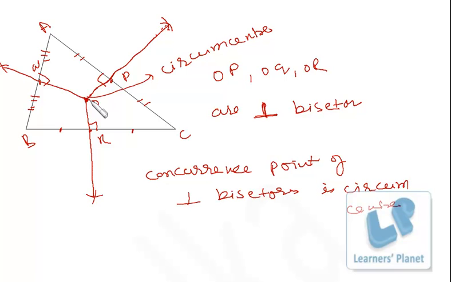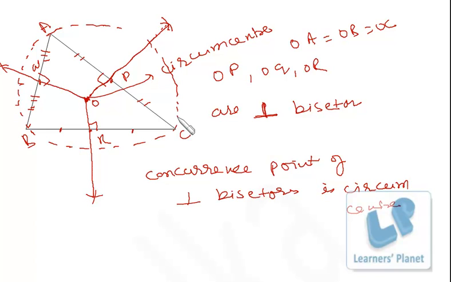Okay, now what is special about it? The circumcenter is equidistant from all the three vertices, right? That means OA is equal to OB is equal to OC, right? And if you put the point of the compass over here and the pencil over here, you'll be able to draw a circle like this. I'm not able to draw a very clean circle, but I hope you are able to understand this.